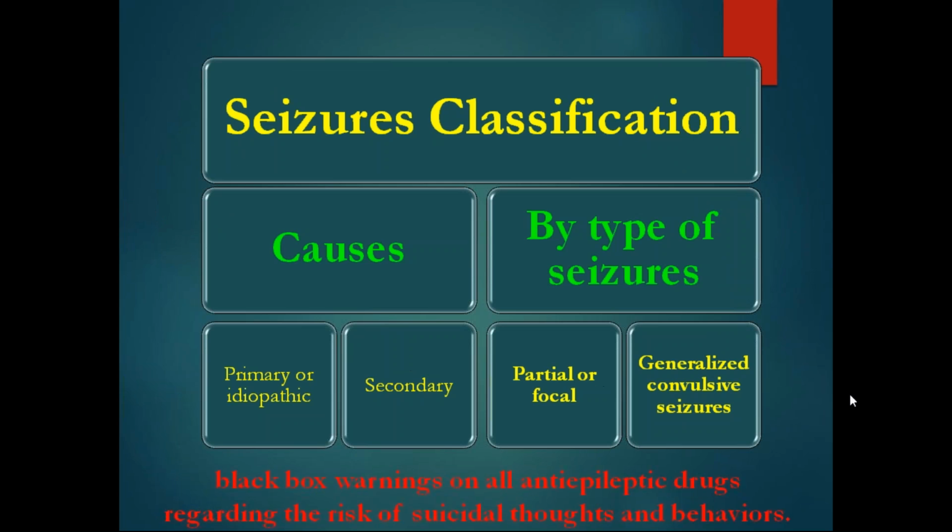Okay, so we have seizure classification: primary or idiopathic, which means we don't know the cause. Secondary, all the reasons that we saw before. By type of seizure, we have partial or focal, and generalized convulsive seizures. With the black box warning here regarding the risk of suicidal thoughts, patients can have suicidal thoughts at the time they are taking this medication.